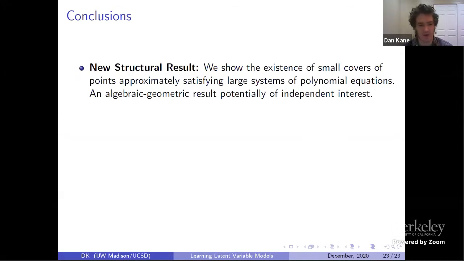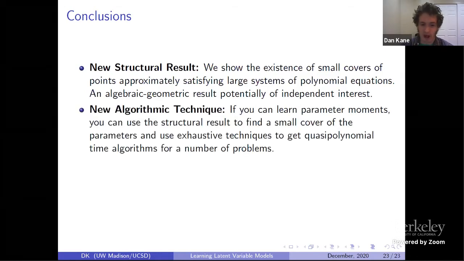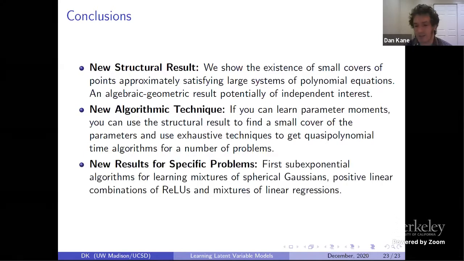And so in conclusion, we've developed a few things. Firstly, we have this new structural result. It says that if you have a bunch of polynomials and look at the set of near zeros of that collection within some ball, that actually has a relatively small cover by epsilon balls. This gives rise to a new algorithmic technique where if you can compute these parameter moments, you can use the structural result to find a small cover of the set of means. And from there, you can use exhaustive techniques that often lead to quasi-polynomial time algorithms for a pretty substantial number of problems. And finally, we have specific applications of this technique.